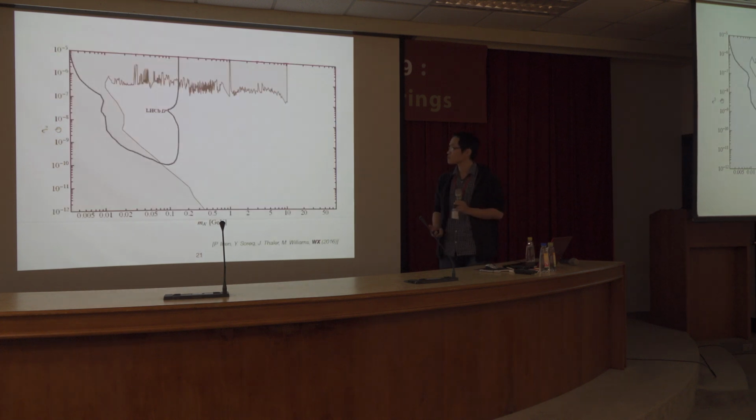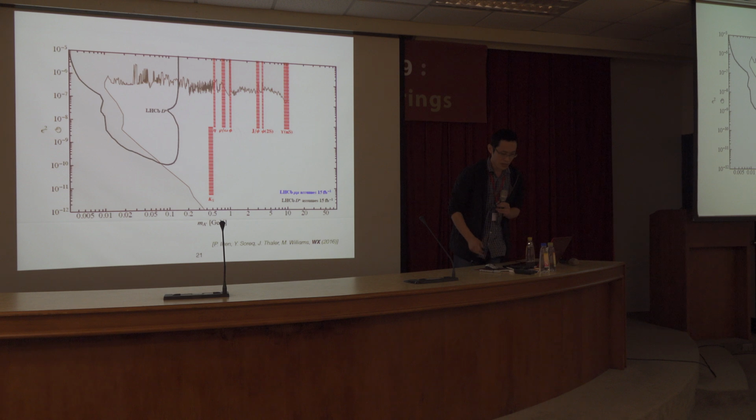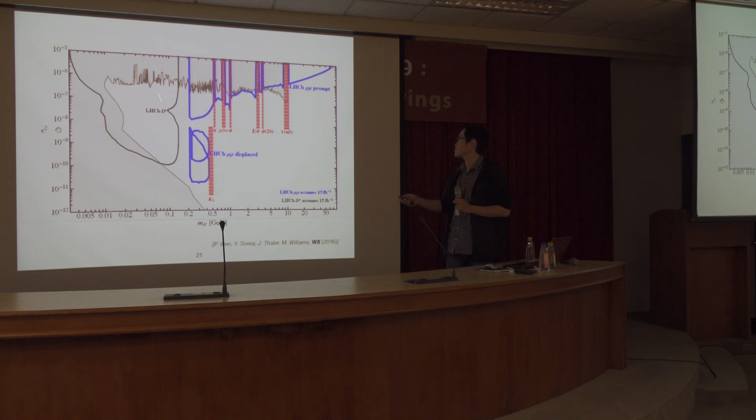Okay, so go back to the 2D plot. You don't want to search for a resonance on top of a resonance, so we mask this region. And if it's 15 inverse femtobarn, here's the dimuon reach which we will get from LHCb. There was an island here because it's the LHCb dimuon displaced search.